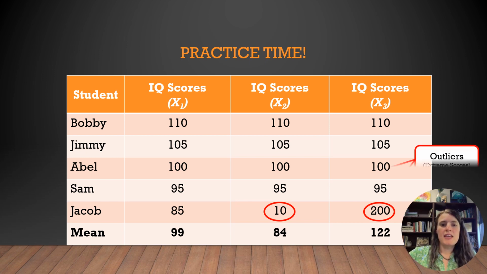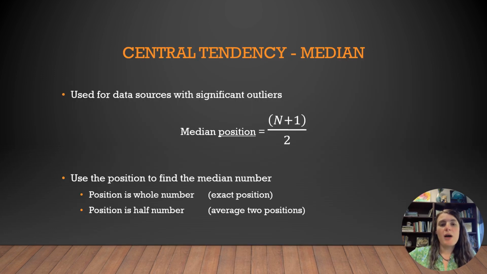In both of these cases, Jacob's score is what we call an outlier. This is an extreme score that doesn't represent the rest of the data set. Because of the way the mean is calculated, outliers can have a significant effect on the calculations. This is why we often use the median values instead of the mean.